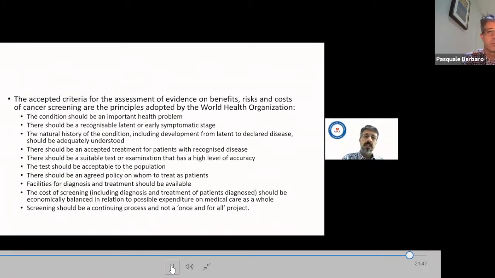So look, testing of sickle cell disease, it's definitely an important problem. There's a latency period. We know the natural history. Treatments of patients are recognised. The tests should be acceptable, which it is, and policies for who to treat are there. And we do have good facilities for treating these patients.